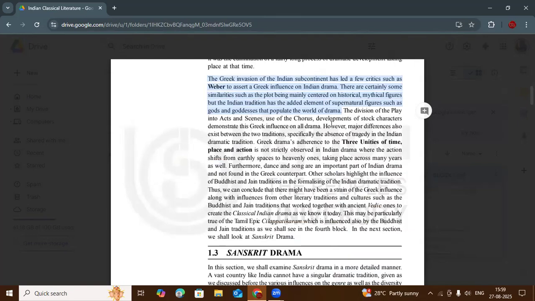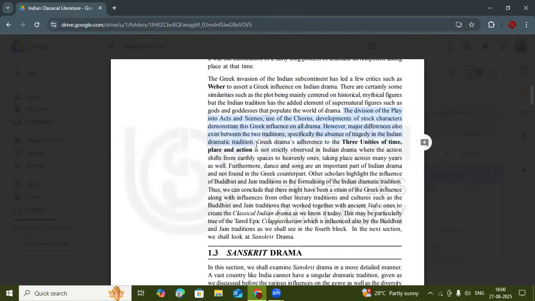But among the Indian drama, what we have is the added element of Indian drama, you have to remember this. The added element of Indian drama is what? Supernatural figures. So it's very interesting. As the drama goes by, who will be introduced in between? Gods and goddesses that populate the world of drama. So in Indian drama, you have the added element of supernatural figures, that is the gods and goddesses.